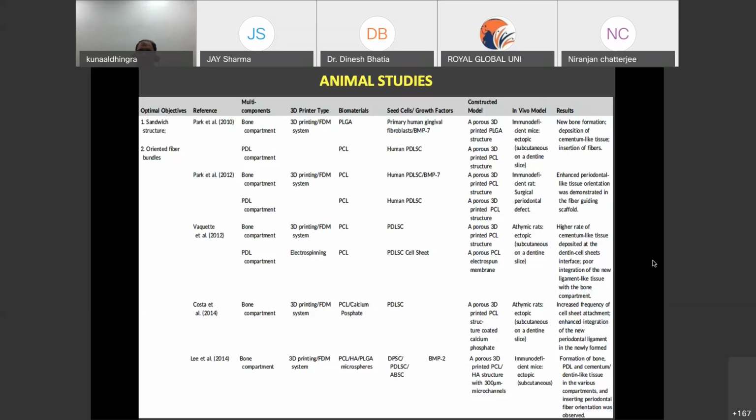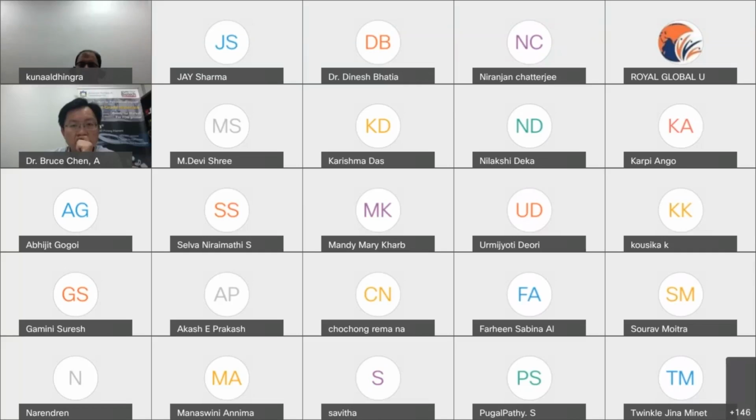All this led to new bone formation. If we wanted to generate periodontal ligament fibers, many studies using 3D printing have shown that PCL is the most favored material, and it was used with periodontal ligament stem cells. We landed up with 3D printed PCL scaffolds, which were implanted into athymic rats or immunodeficient mice. And this led to enhanced periodontal-like tissue orientation, which was demonstrated in the fiber-guiding scaffold.